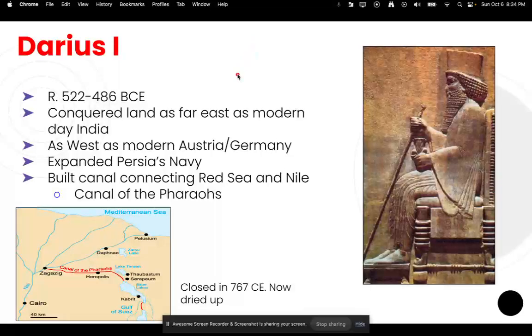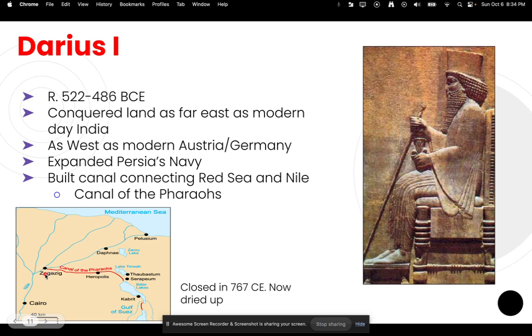Then we got Darius I. So he ruled from 522 until 486 BCE. And he conquered land as far east as modern-day India and as far west as modern-day Austria and Germany, which is crazy to even think about. And he also expanded Persia's navy. And probably one of the biggest things that he's known for is building a canal.